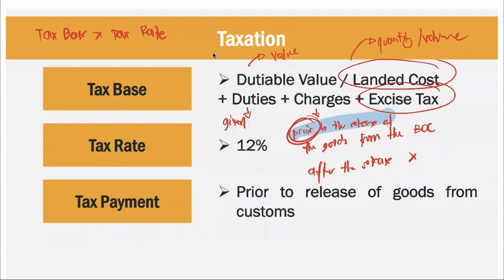That is either your dutiable value or landed cost, plus the customs duties, plus the charges. Take note, for charges, you should only include the charges prior to the release of the goods from the Bureau of Customs. And lastly, the excise tax on that goods. Based on the tax base, we multiply it by our tax rate, of course, 12%. And then you will now pay the tax.